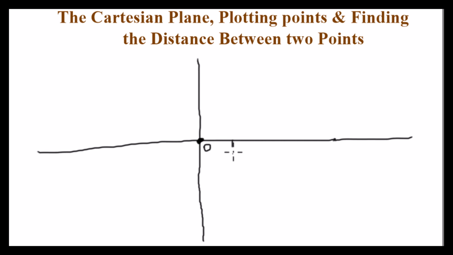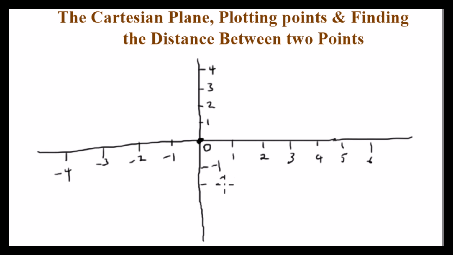So let's say this is 1, this is 2, this is 3, this is 4, this is 5, 6. Okay, 1, 2, 3, 4. This is -1, this is negative 2, this is negative 3, this is negative 4, and this is negative 1, this is negative 2, this is negative 3, this is negative 4.